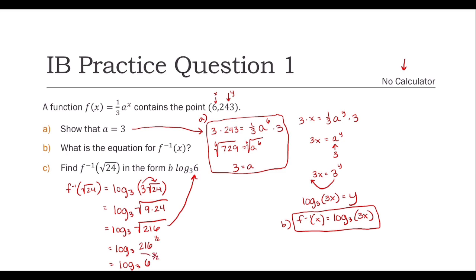We can bring our exponent to the front, and that'll give us an answer of 3/2 log base 3 of 6. So now we've found f inverse of the square root of 24 in the form of b log base 3 of 6.